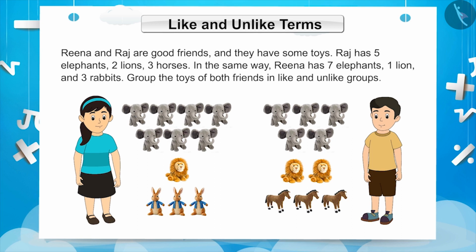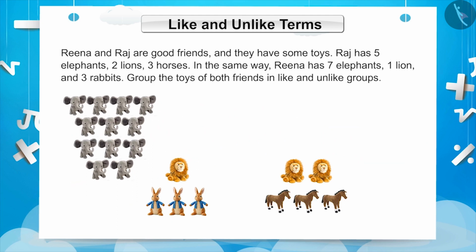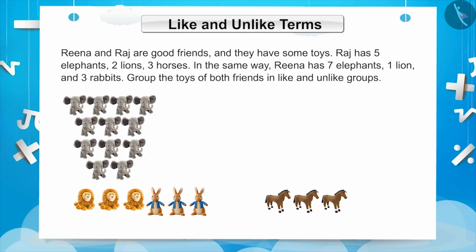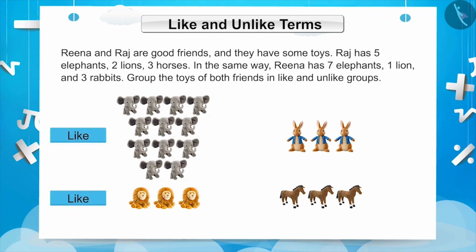To make an equal group, we will place the elephants of Reena and Raj in one place, and similarly, we will keep their lions in another place. Similarly, in order to make groups of the same kind, we have to place the rabbits and horses separately. Children, as you must have noticed, we have made groups of elephants with elephants and lions with lions because they are similar. Whereas rabbits and horses are not similar, so they have formed a separate group.